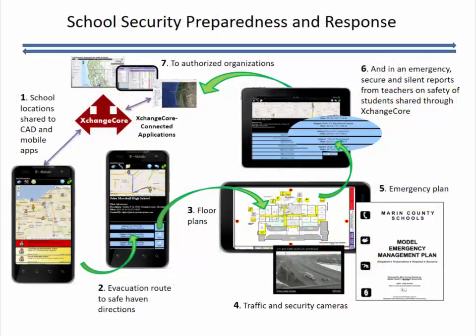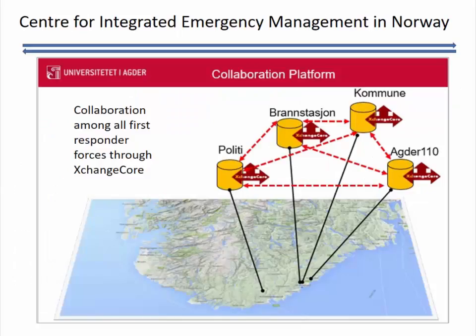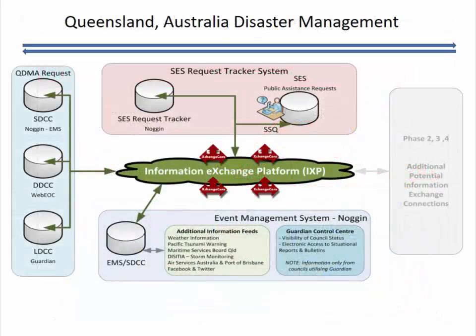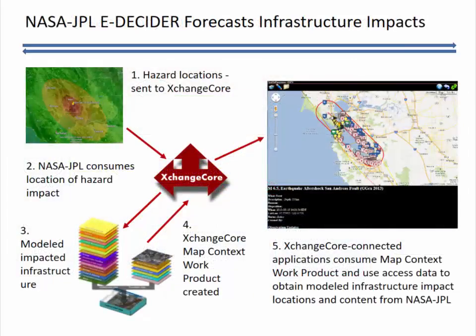School security, a very important application, putting a mobile app into the hands of a teacher, police being able to share floor plans, internal cameras, and response plans in an emergency, and that entire community being able to respond better to a school situation. The Center for Integrated Emergency Management in Norway is developing a program for bringing together police, fire, and other organizations through XchangeCore. Queensland, Australia Disaster Management manages daily public assistance requests through a network of XchangeCores and in an emergency manages large-scale incidents. NASA provides forecast information about earthquakes and infrastructure damage that is delivered through XchangeCore.